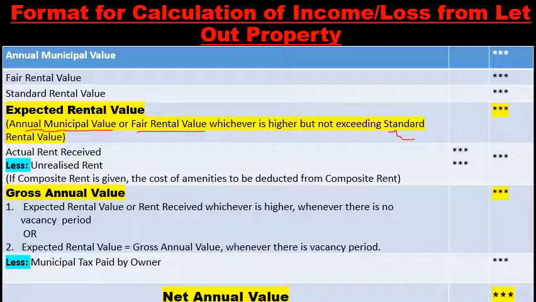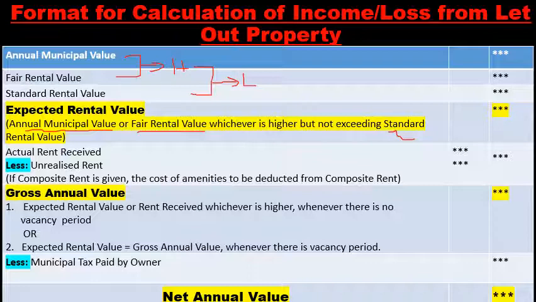In another way, you have to compare the municipal value with the fair rental value, whichever is the higher of these two. Then this higher value is to be compared with the standard rental value, and whichever is lowest is considered the expected rental value. Municipal value or fair rent, whichever is highest, and this higher value is compared with the standard rental value, and whichever is the lowest is called the expected rental value.